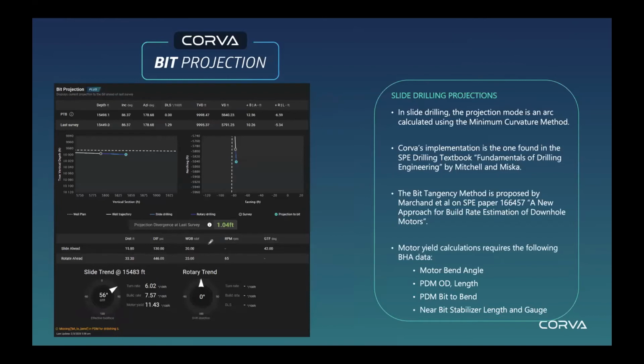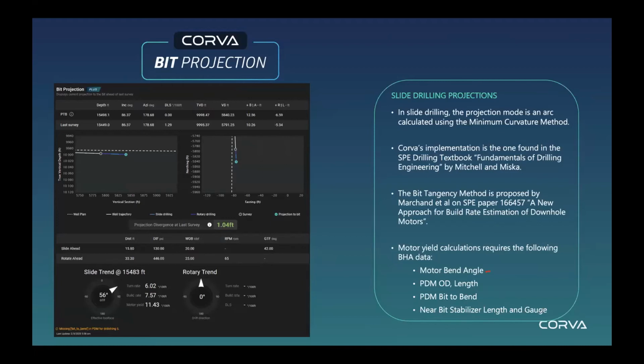Again, this is just a quick overview of the app, but some of the dependencies of this app, to make good motor yield approximations, are motor bend angles, the motor OD, the length of the motor, the bit to bend information, any stabilizers that we have in the motor, the lengths of them, and the gauges of them.